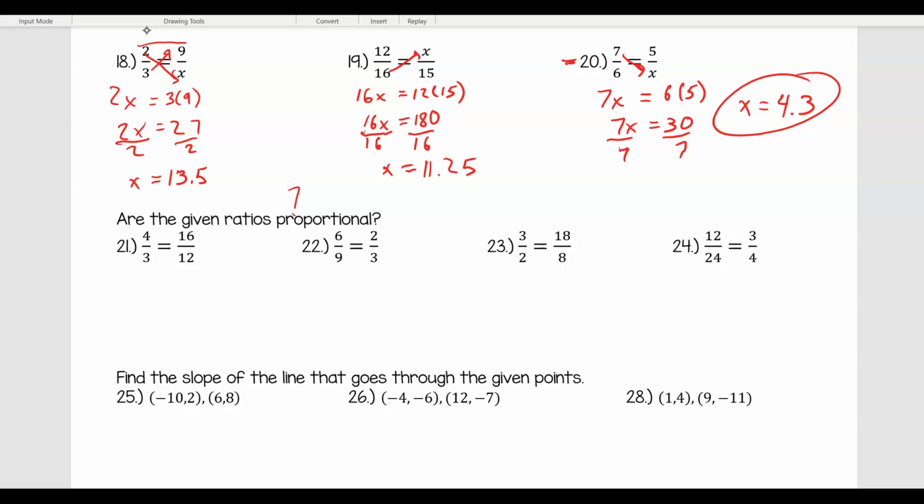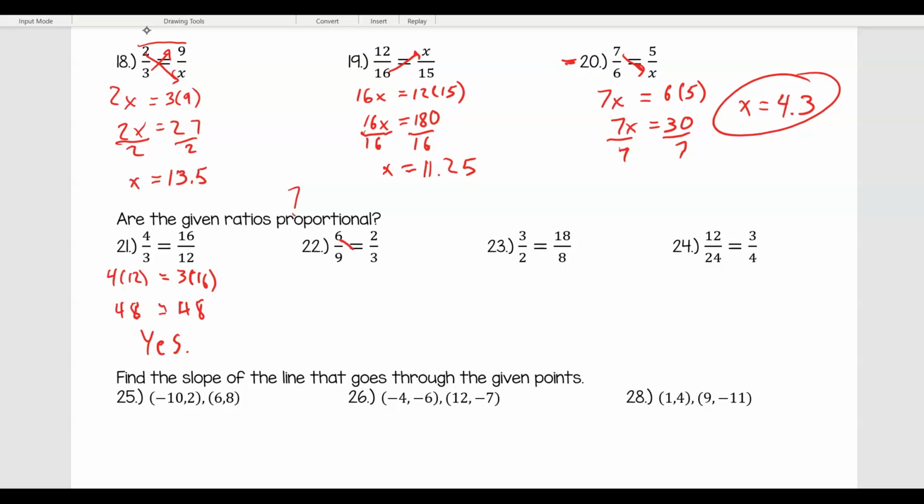Now we're looking at these and we want to know, are these proportional? So the easiest way to do this is to see if the cross product rule works. Okay, we're going to ask the question. I'm going to say, does 4 times 12, if I cross multiply there, does that equal 3 times 16? That's how I have to answer this. 4 times 12 is 48. 3 times 16 is also 48. So here we are good. We're going to say, yes, they are proportional. Okay, if the rule for cross products works, then we say, yes, they're proportional.